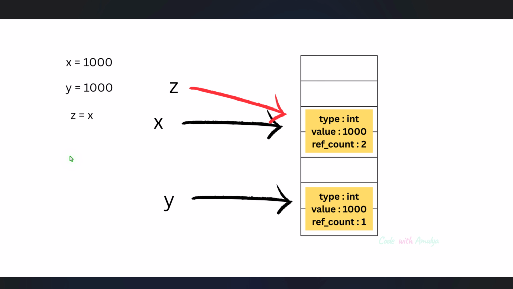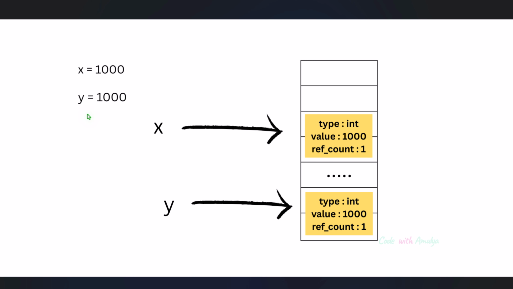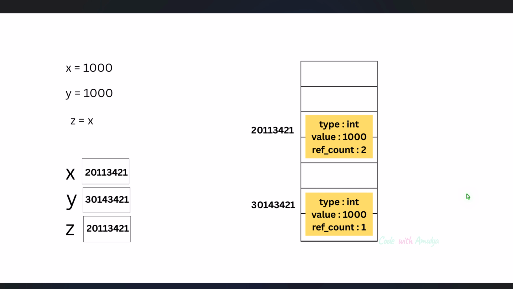That's why when I write z is x, I'll get true. And when we write x is y, we'll get false because x and y refer to different objects in the computer memory. We can write like this also. Python creates an object in the computer memory at some address, and x is the reference to that object.